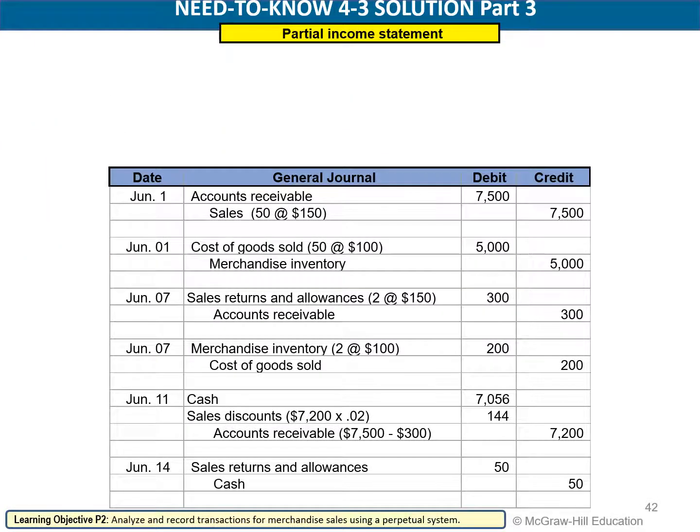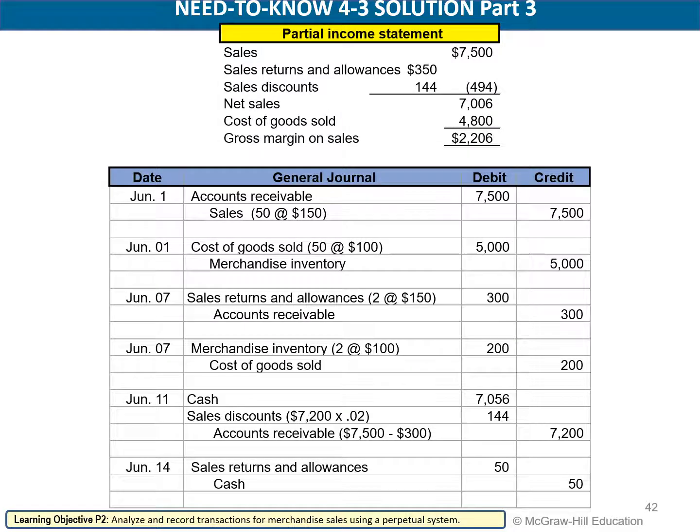All right. So if we were to look at the partial income statement, here's what would happen. We'd have our gross sales of $7,500, less our returns and allowances of $350, less our sales discounts of $144, for a net sales number of $7,006. We have cost of goods sold of $4,800, which is this $5,000 less this $200, for a gross margin of $2,206.